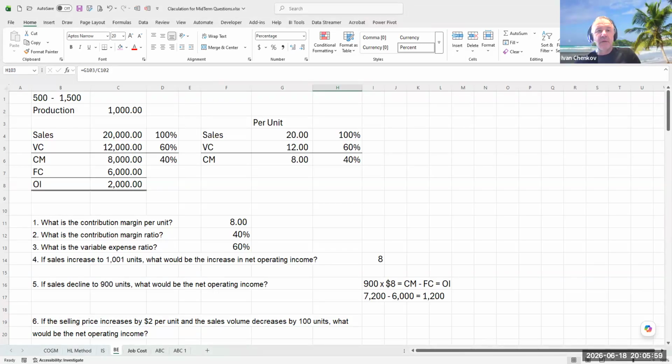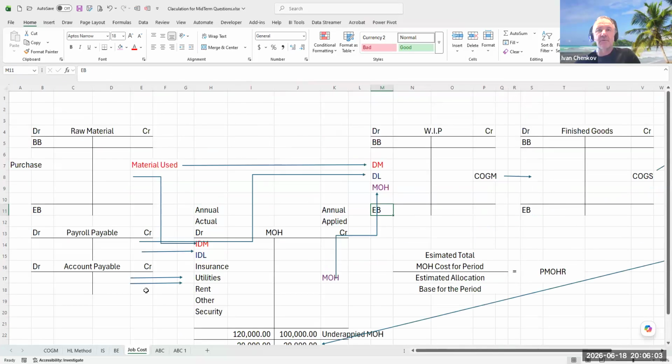Now let's see another one on job costing. On job costing, what you're going to see is, let me see what kind of questions you have on job costing. On job costing, you have 2 questions.